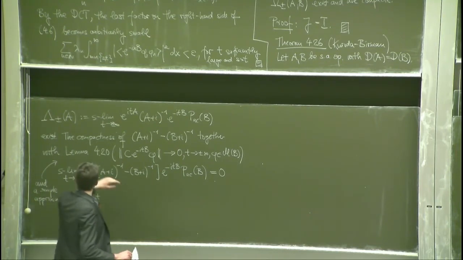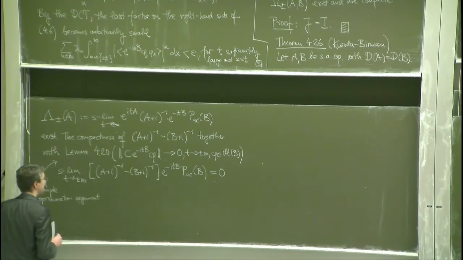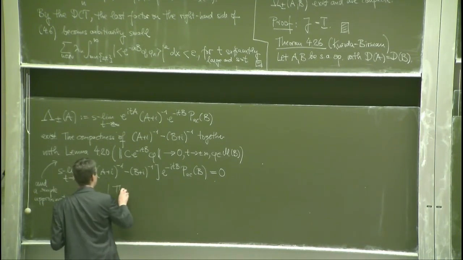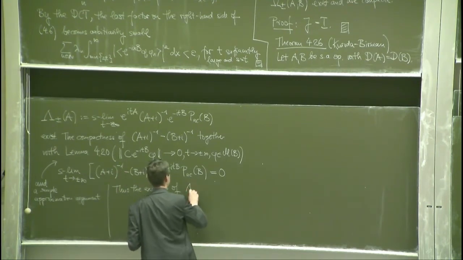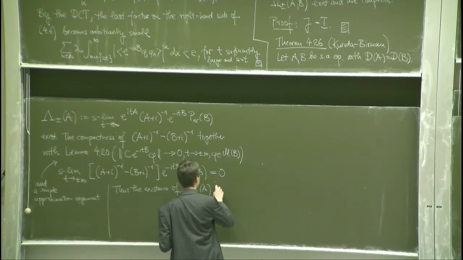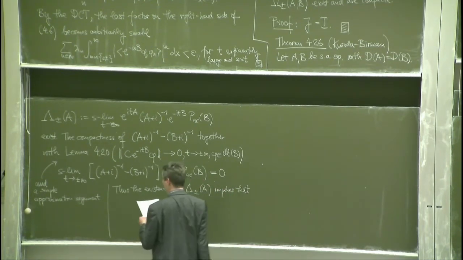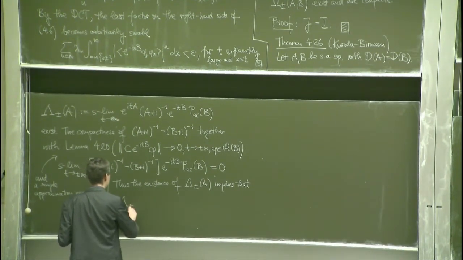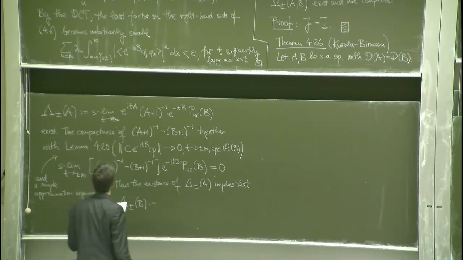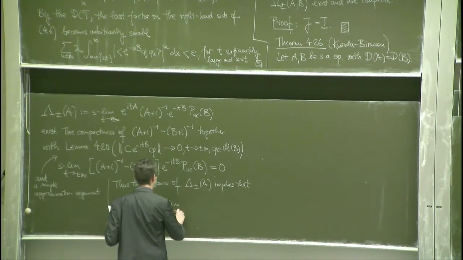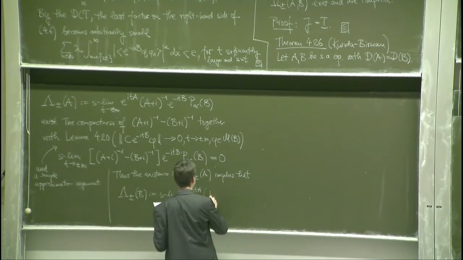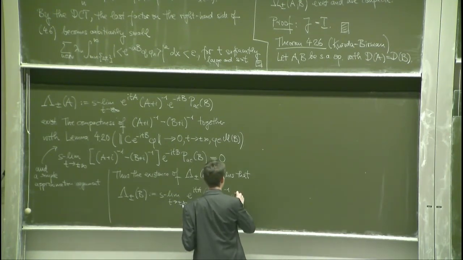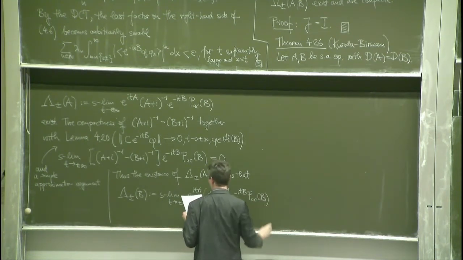So the compactness of this difference together with lemma 4.20 then yields that this strong limit is equal to 0. Thus the existence of the lambda plus minus of A implies that also the following strong limits exist. Lambda plus minus of B, which I define as the strong limits for t to plus or minus infinity of exponential ITA, and now the resolvent with the B, exponential minus ITB P AC of B, exist.